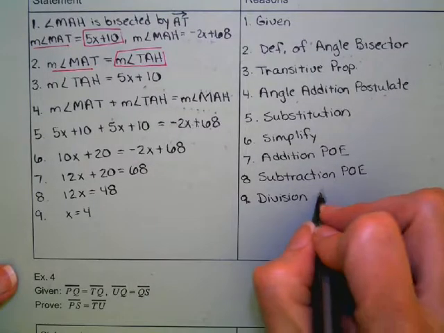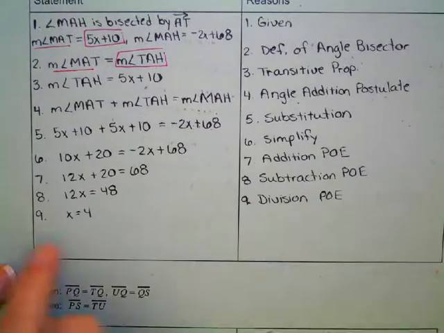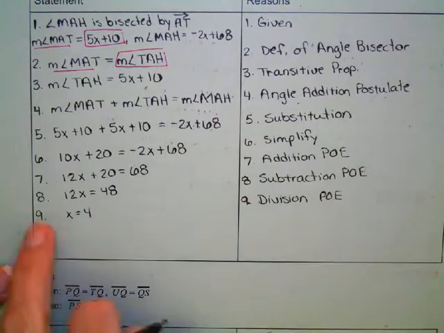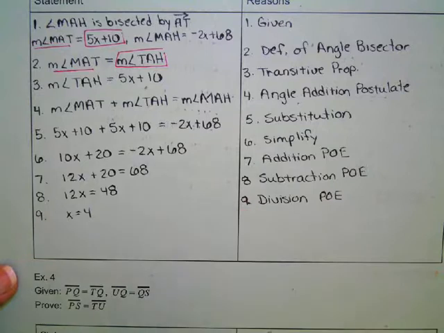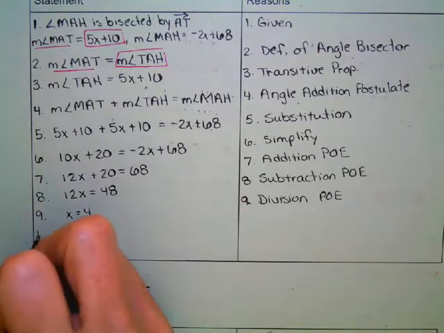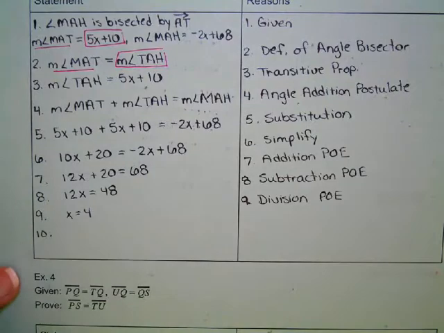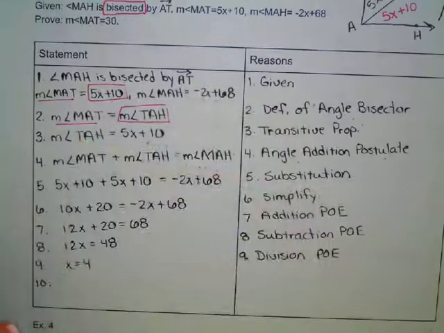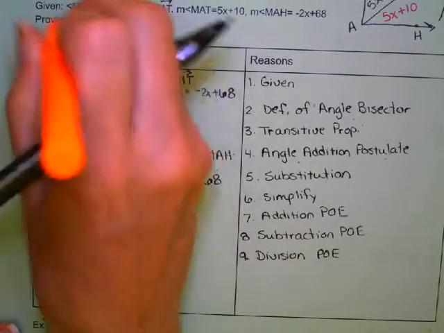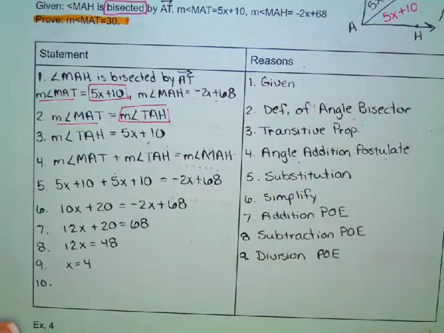As you can see, I'm getting kind of off on my line, so that's why I number them, so this side goes with that side. So if my lines get a little off, it's okay. It wants us to prove that angle MAT is 30. So I need to plug x equals 4 back into MAT.